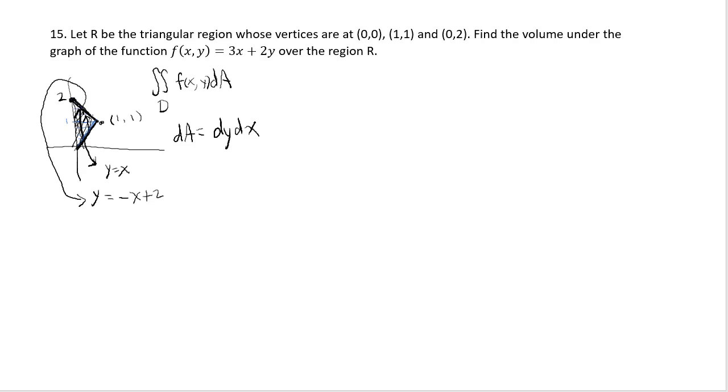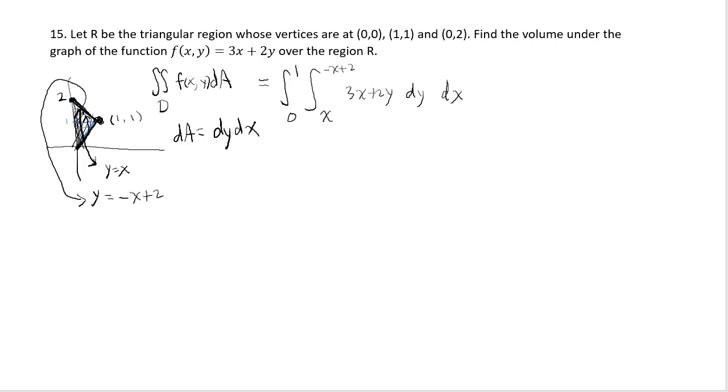Okay, and then now we have you start from y equal to x, and you end at -x plus 2 of 3x plus 2y dy, and then you integrate with respect to x. X goes from 0 to 1 because that's the minimum value of x. So 0 is the minimum value of x when you're on the left, and the maximum value of the x coordinate is when you're here, which is 1. Okay? So that's the minimum and maximum value of x.